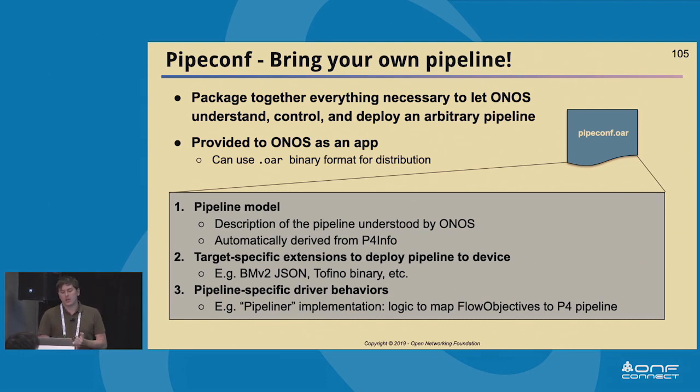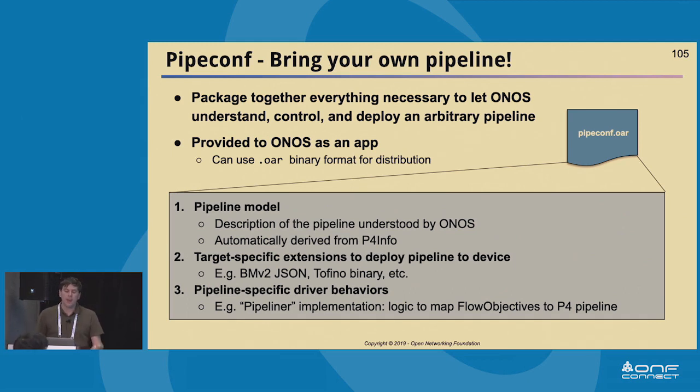It also contains target-specific extensions to deploy this pipeline to a specific device. So for example, if you want your Pipeconf to be able to program the BMv2 software switch, then you have to include the BMv2 JSON along with the P4Info file. If you want to be able to program Tofino or an FPGA-based device, then you have to include as well the Tofino binary or the FPGA bitstream that is obtained from the P4-to-FPGA compiler.